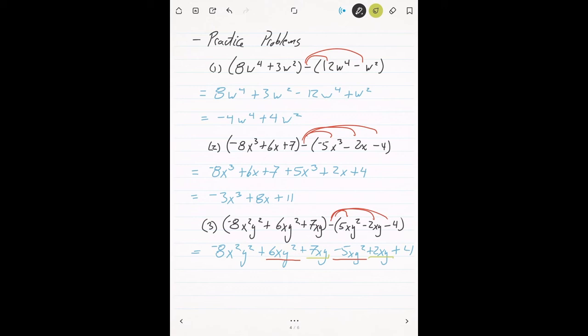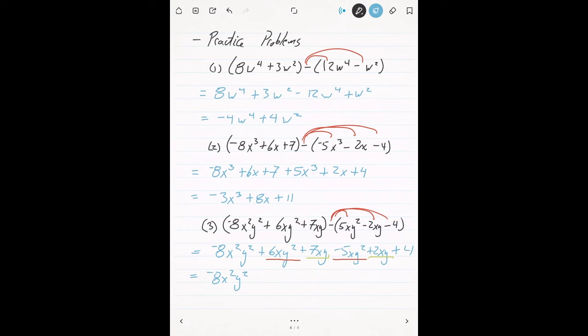They have the same variables and the same exponents. And then what about 4? Well, there's no other just plain old number in here, so that won't have a like term. So let's go ahead and combine what we can, and we will end up with, well, that's a negative 8x squared y squared. That didn't combine with anything.